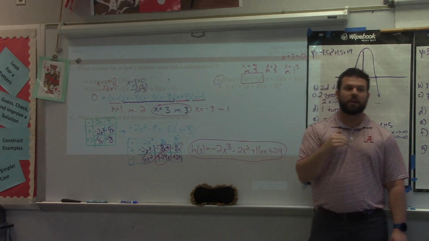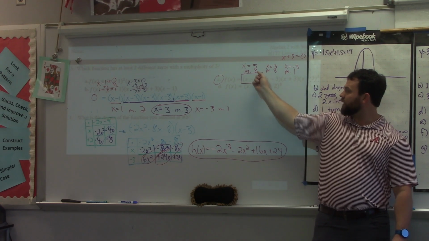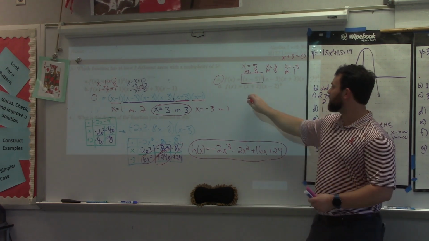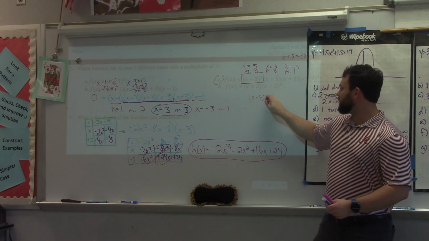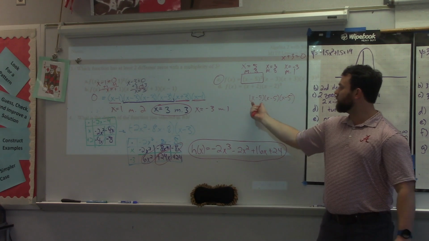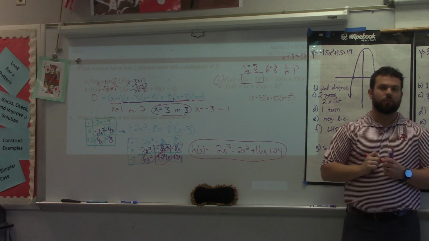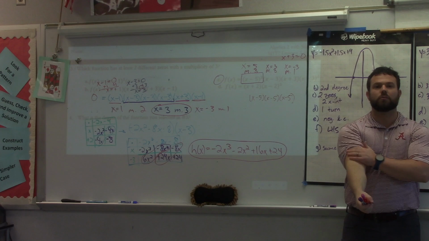Multiplicity is how many times that number is a 0. X would equal 5 three times, because really that's x minus 5 times x minus 5 times x minus 5. How many times do we have a 0 of 5? 3 times. The multiplicity is how many times that number is a 0.